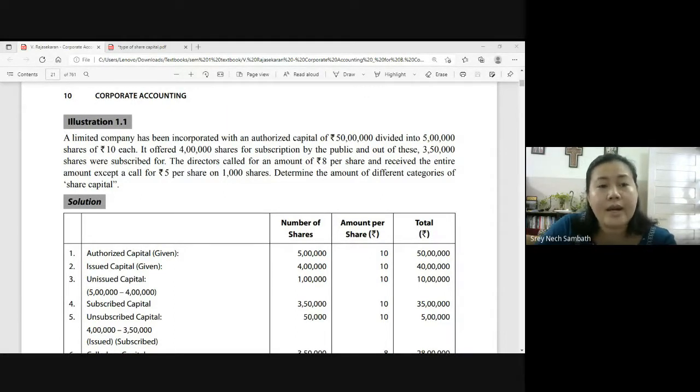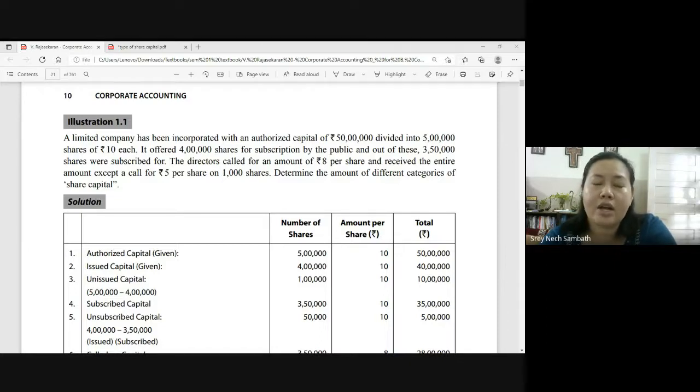Okay, so in this illustration, it's just to help you understand, right? You have to know all these terms: the authorized capital, issued, subscribed, called up, paid up, in arrears, so that when you start journalizing and recording in your accounting book, you will not be confused by it.